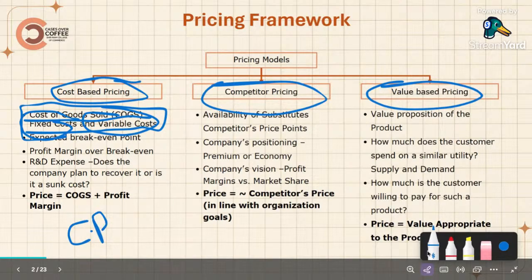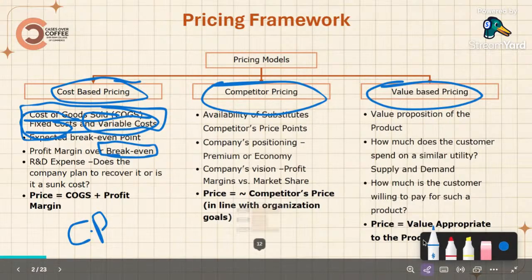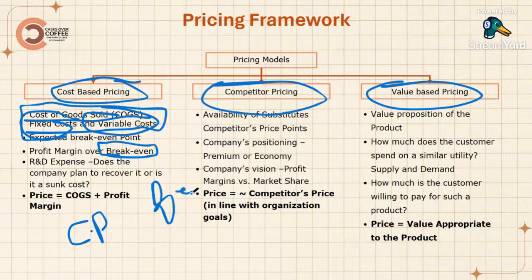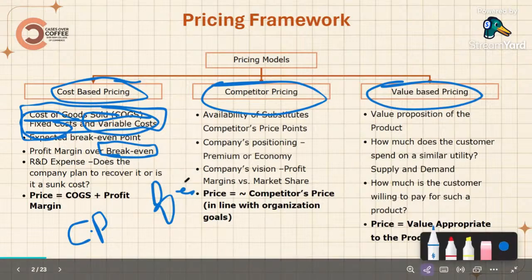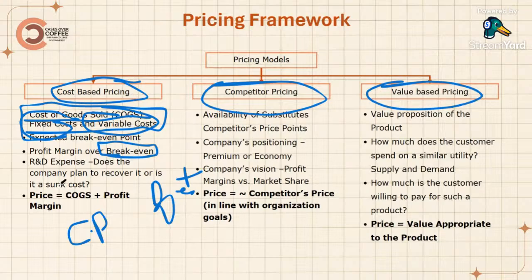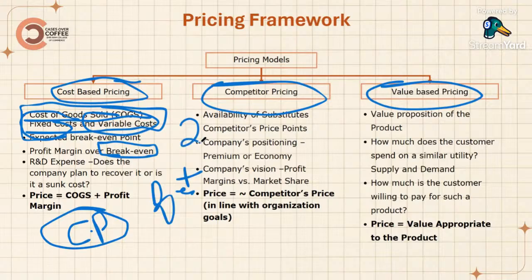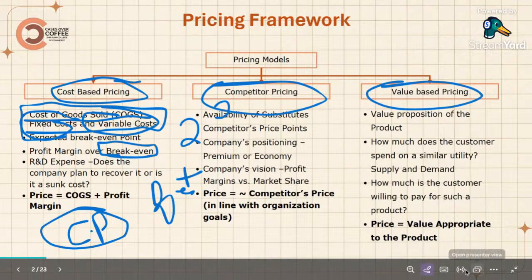And then we try to figure out what is the break even. Break even is the point at which there is no profit, no loss. And from this break even, we try to add the margin that we want to have on our product. Let's say 20% margin. Whatever cost has been incurred in order to produce that specific product, we add a margin of 20%, and then we price the product or the service.